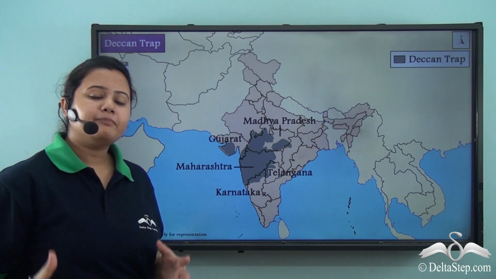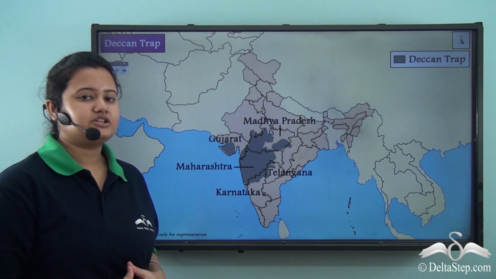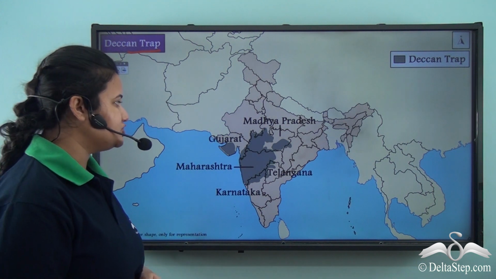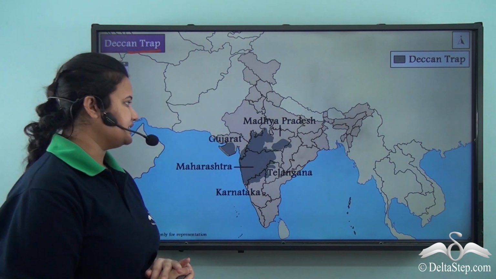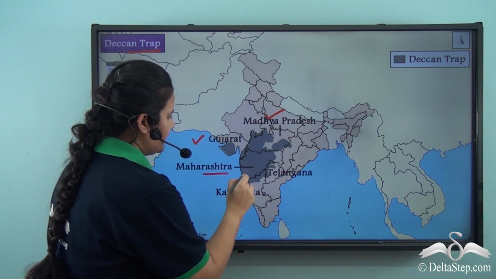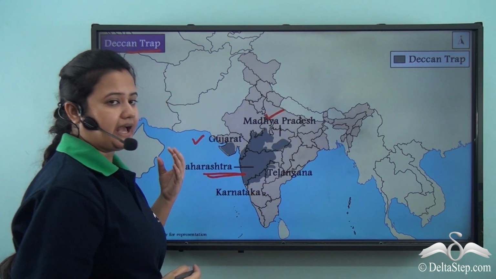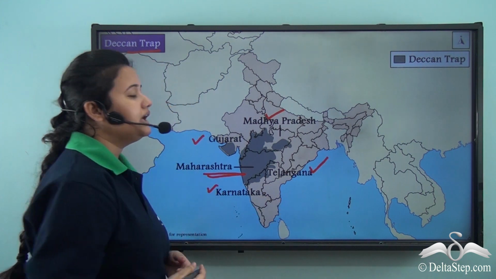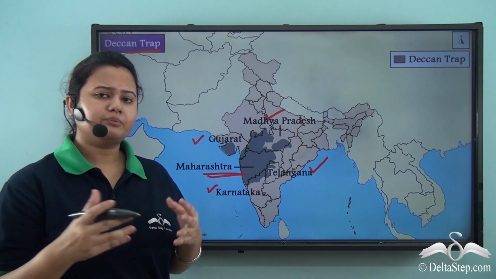Well, an important region of Deccan Plateau is Deccan Trap. This region comprises the states of Gujarat, Madhya Pradesh, a large portion of Maharashtra and some portion of Karnataka and Telangana. Now, what is this Deccan Trap region?